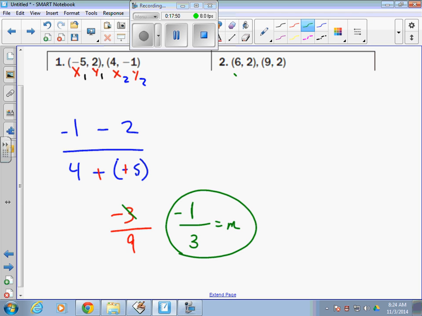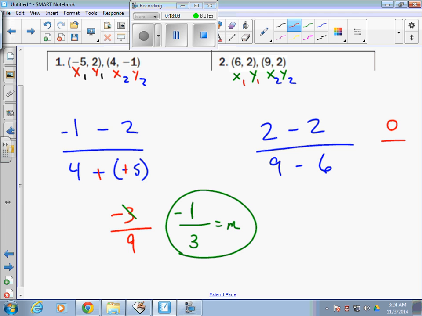Okay. This is the same thing. x, y, sub 1, sub 2. Slope formula says y sub 2 is first, 2, minus y sub 1 is 2, over x sub 2 is 9, minus x sub 1 is 6. 2 minus 2 is going to be 0 on top. 9 minus 6 is going to be 3. 0 divided by anything, the slope of this one is 0.